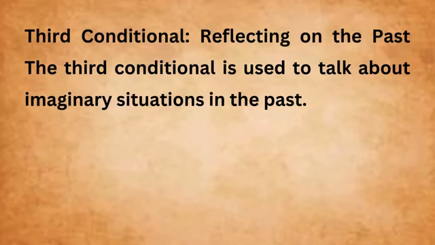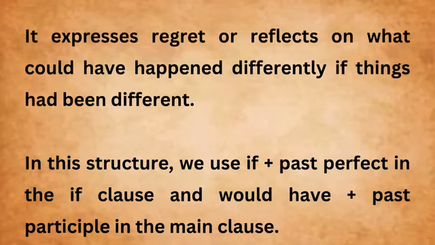Third conditional, reflecting on the past. The third conditional is used to talk about imaginary situations in the past. It expresses regret or reflects on what could have happened differently if things had been different. In this structure, we use if plus past perfect in the if clause and would have plus past participle in the main clause.